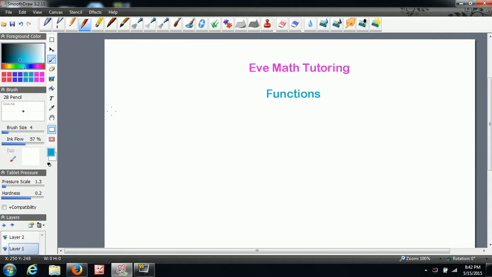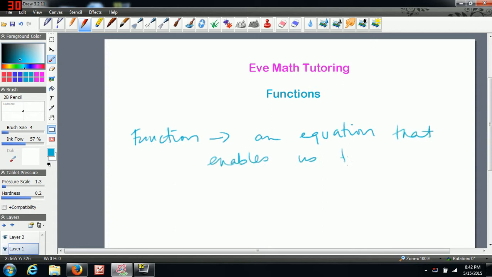Today's lesson is on functions. So the question is, what is a function? A function is an equation that enables us to find one y for any given x.